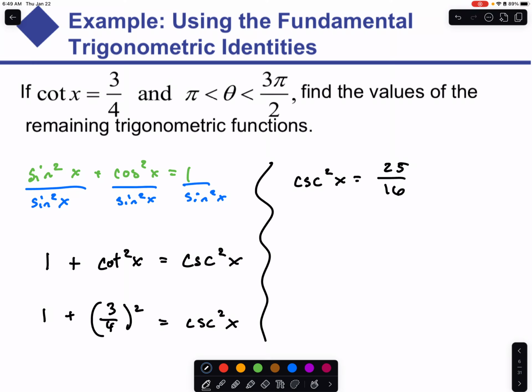Let me think about that. We might have to do cases. I think I'm going to rewrite this. Cosecant is 1 over sine. So that means sine squared x equals 16 over 25.